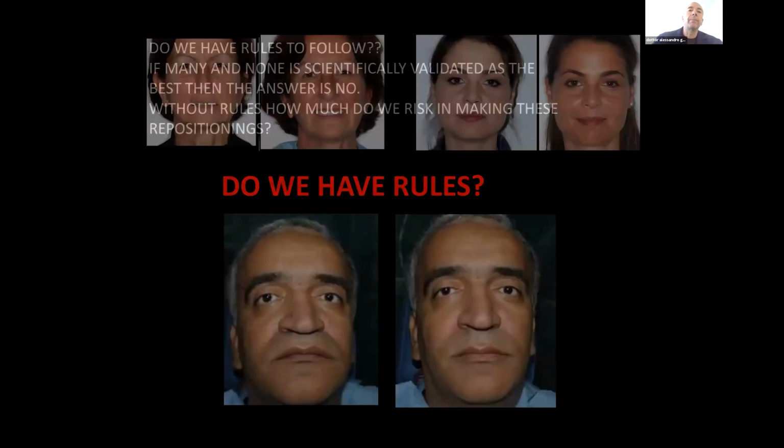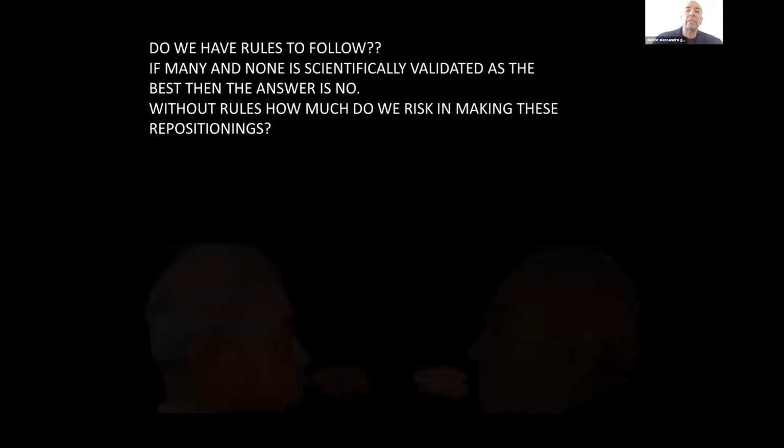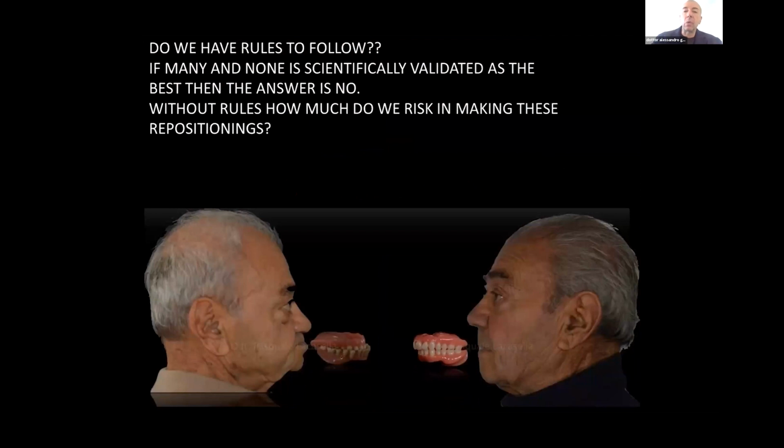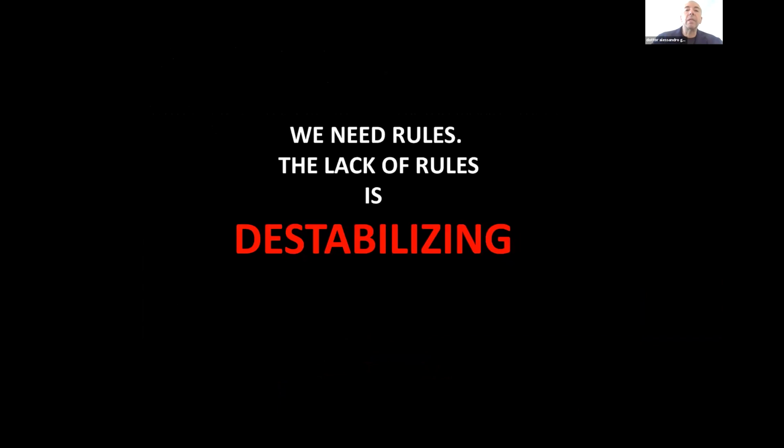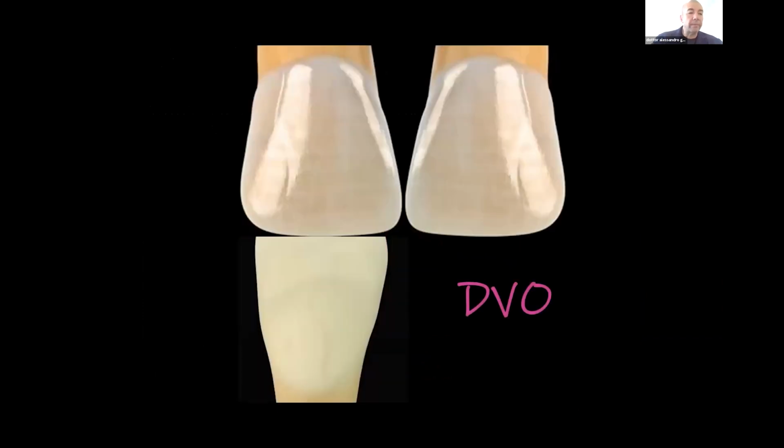And how much risk do we take by making this change? We need a protocol, and that's what I will show you. Okay, we need rules. The lack of rules is destabilizing. So that is a way to increase the vertical dimension.